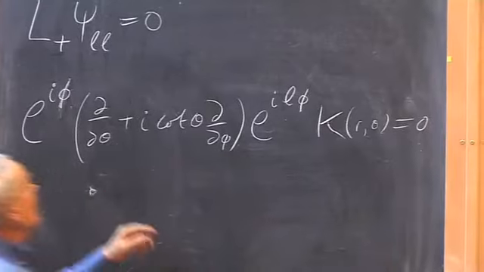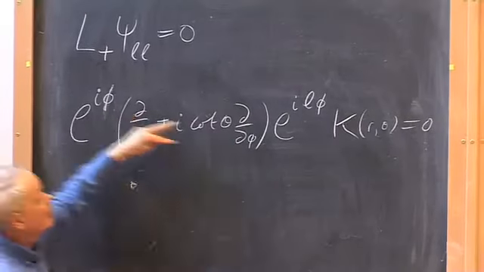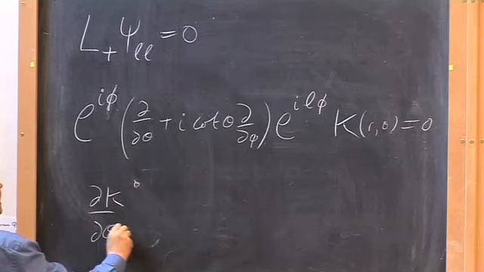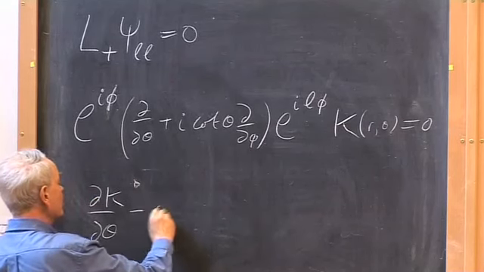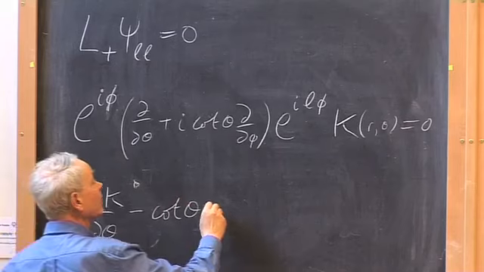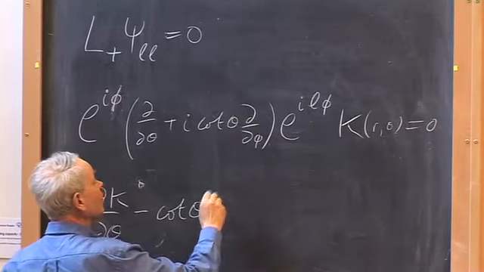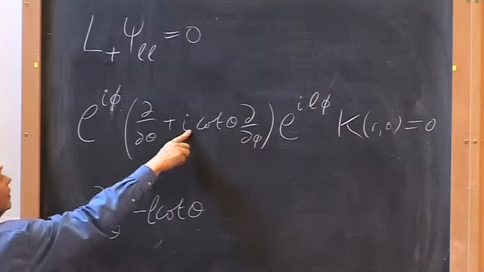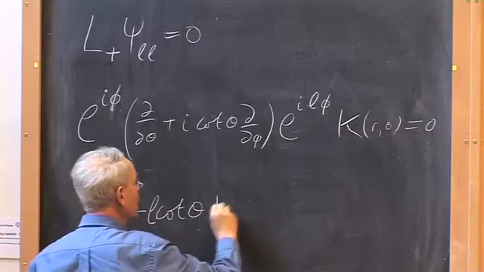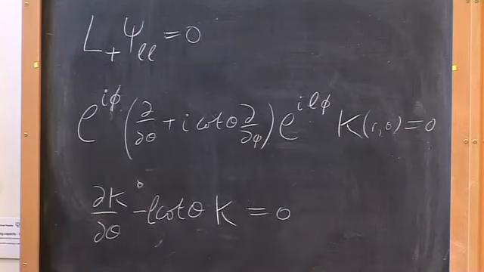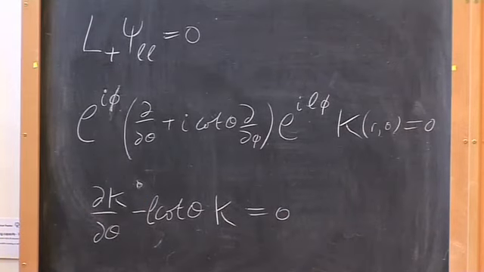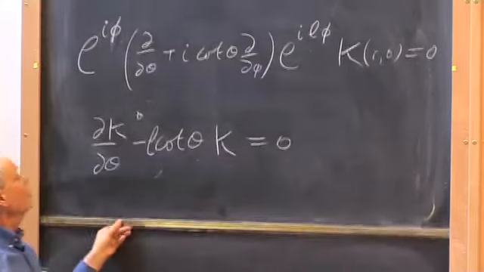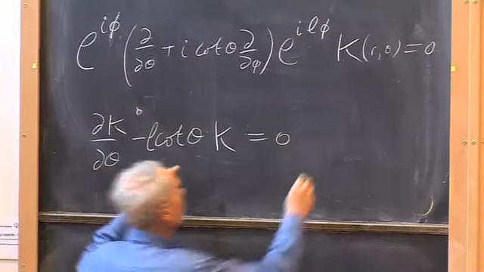This has got to equal 0. So we get two terms. This d by d theta term looks only at k. So we discover that dk by d theta minus l cot theta, since we're bringing down an i l, times k equals naught. Then there's a factor of e to the something or other phi, which we can cancel away. It's not interesting.